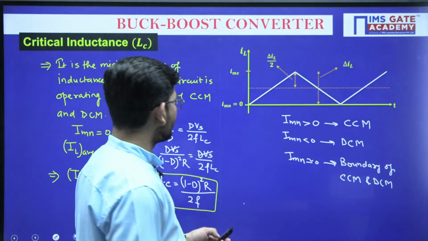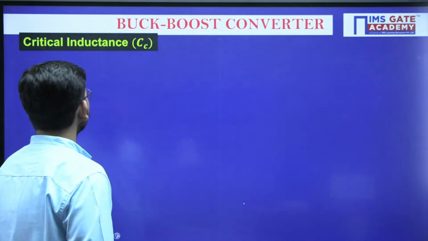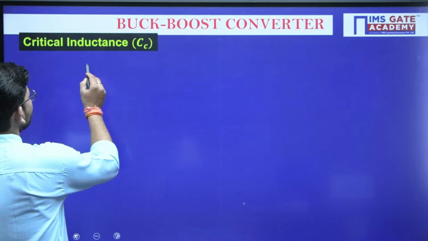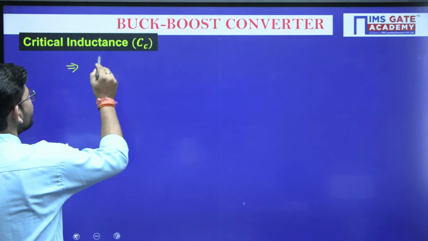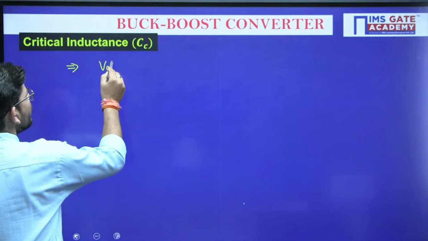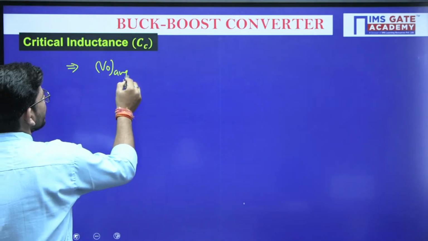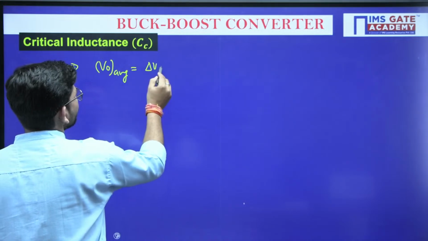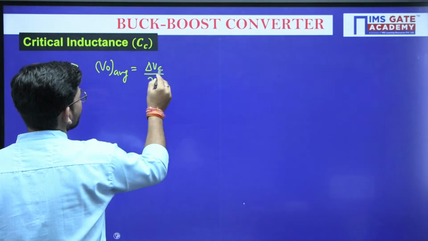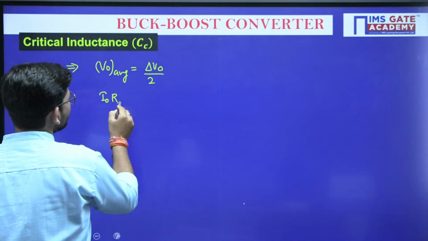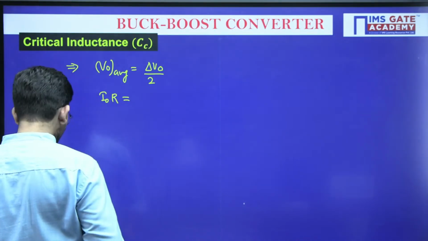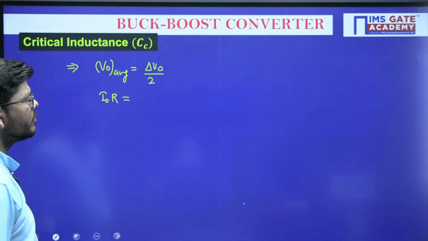Now after that, critical capacitance. In the same way as we have derived a condition for critical inductance, we can write that V naught average will be equal to del Vc, or del V naught by 2. So what is V naught average? We can write it as I naught into R. What is del V naught? We have calculated one expression for it.